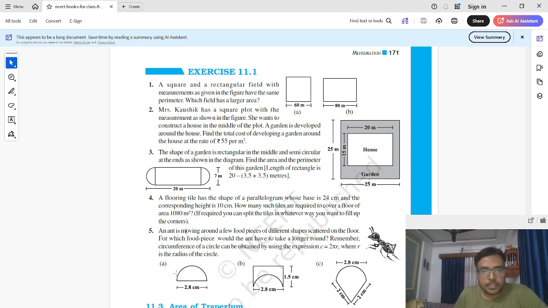Okay, so the ant is moving in this way to reach a food piece. This figure is like this and this is like this. So basically, a longer route means you have to calculate the perimeter of all the figures. So let's see. We'll go with the first figure. The first figure is this semicircle, and this is the curved part, and this is the straight line.